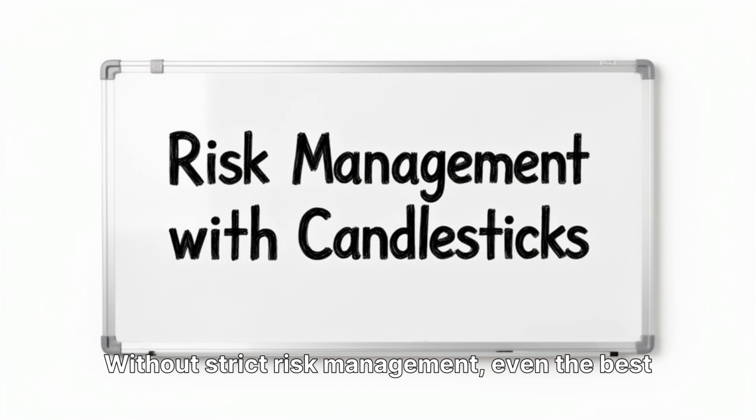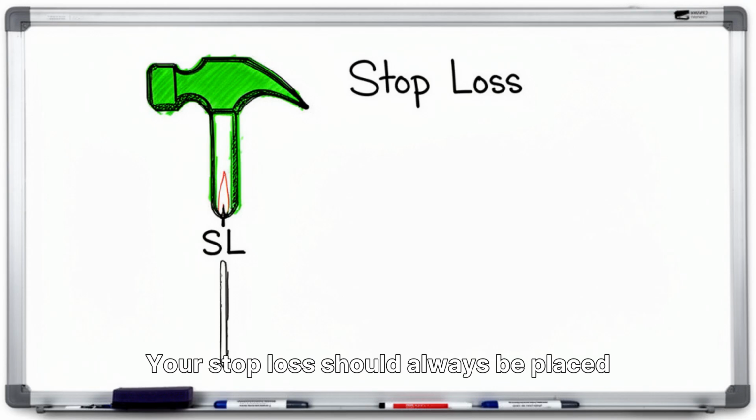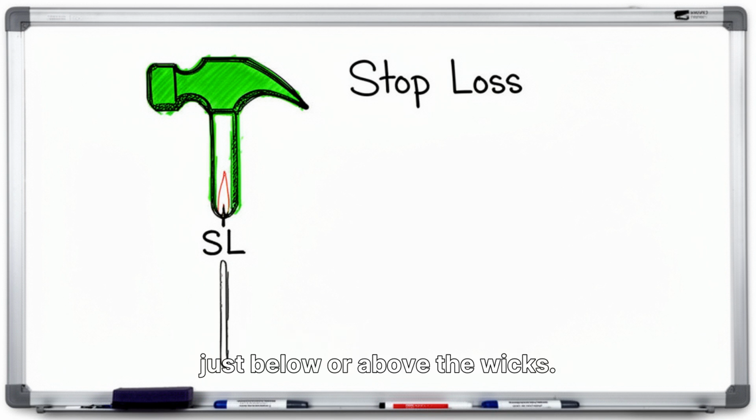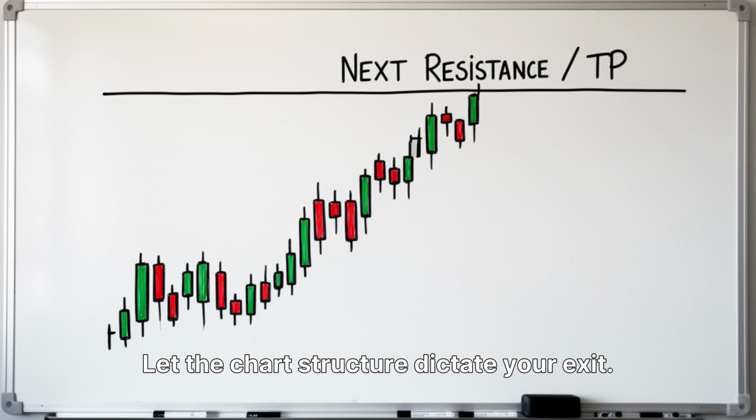Without strict risk management, even the best patterns will lead to losses. Your stop loss should always be placed where the pattern story is proven wrong, usually just below or above the wicks. Set your targets at the next logical support or resistance zone. Let the chart structure dictate your exit.